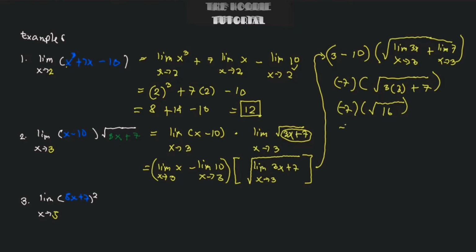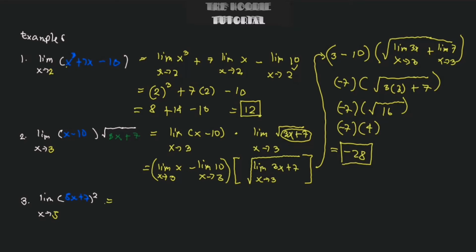Therefore we are going to have negative 7 multiplied by the square root of 16, which is 4. Therefore we are going to have negative 28. So this is going to be our answer for example number 2. Let's go to example number 3 directly.